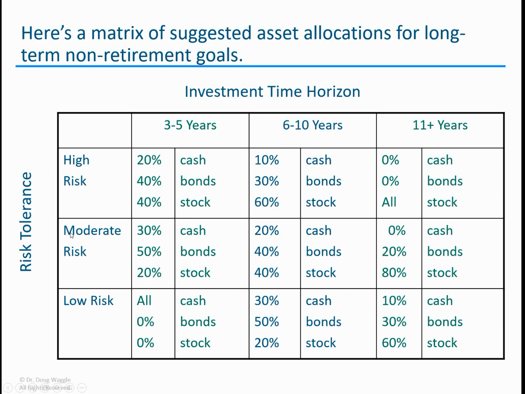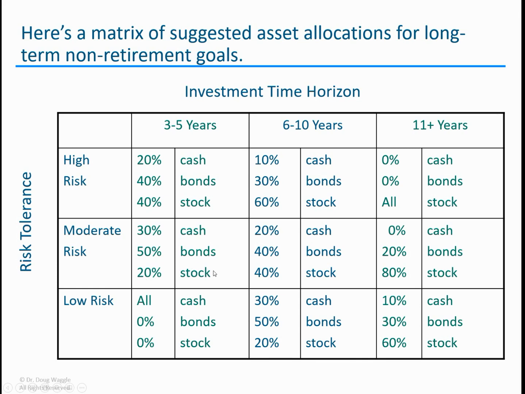So a moderate risk investor with a short time horizon, 3 to 5 years, relatively short, might be 30% cash or money market mutual funds type stuff, 50% bonds. So it's 80% pretty safe, but still 20% in the stock market because of the return potential.